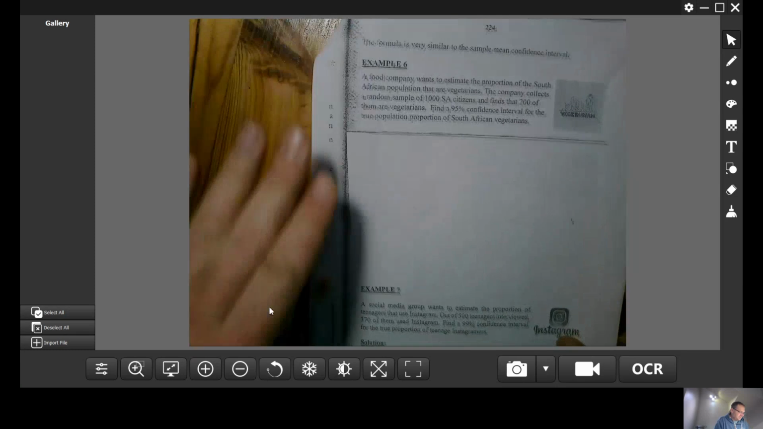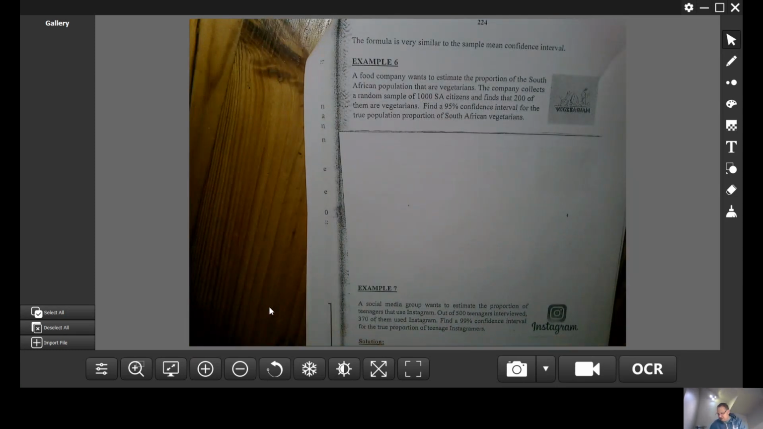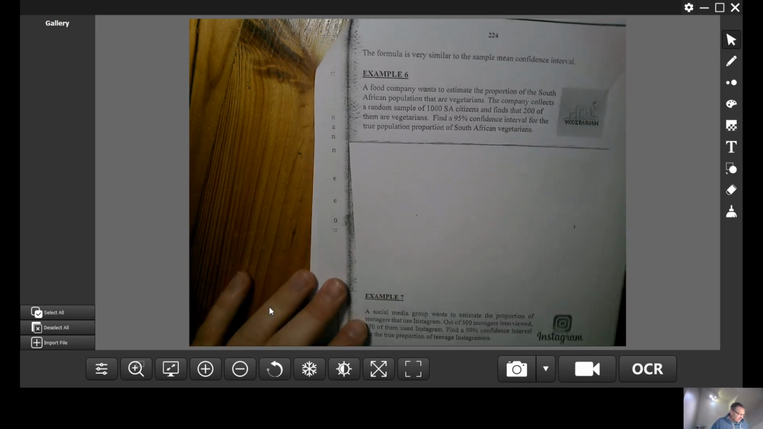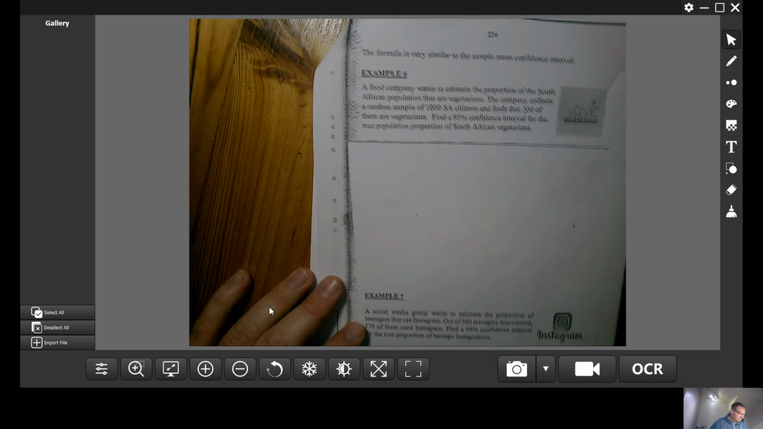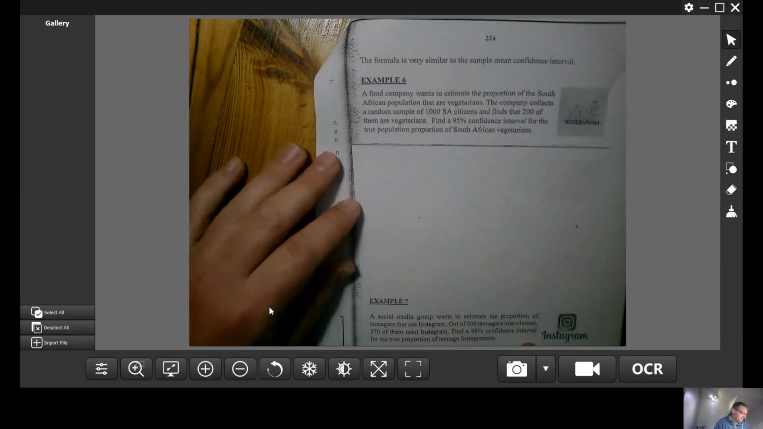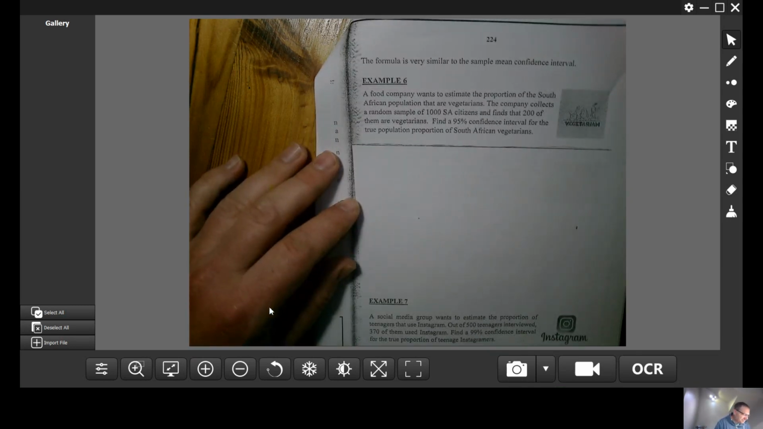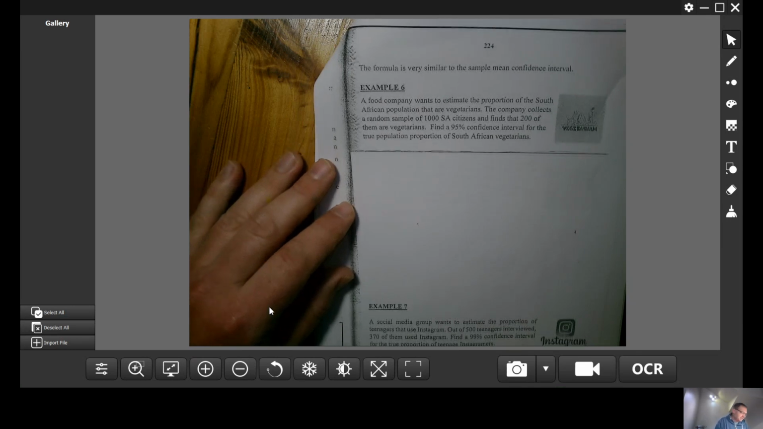Okay, so your first example says, a food company wants to estimate the proportion of the South African population that are vegetarians. The company collects a random sample of 1,000 citizens and finds that 200 of them are vegetarian. Find a 95% confidence interval for the true population proportion of South African vegetarians.